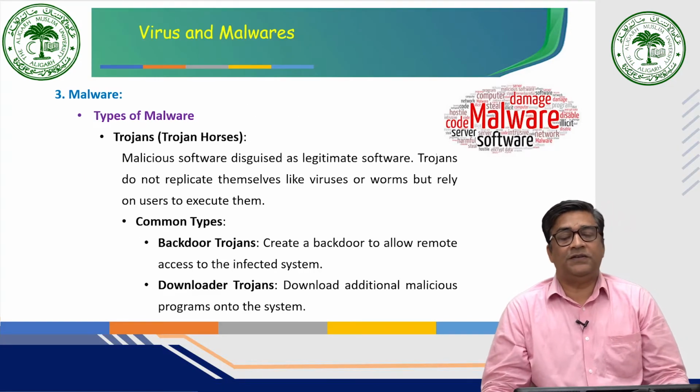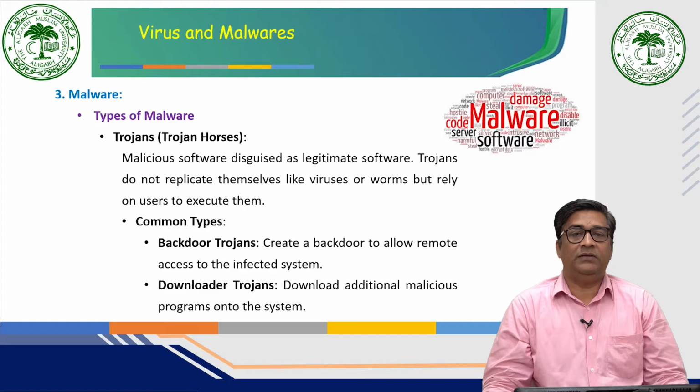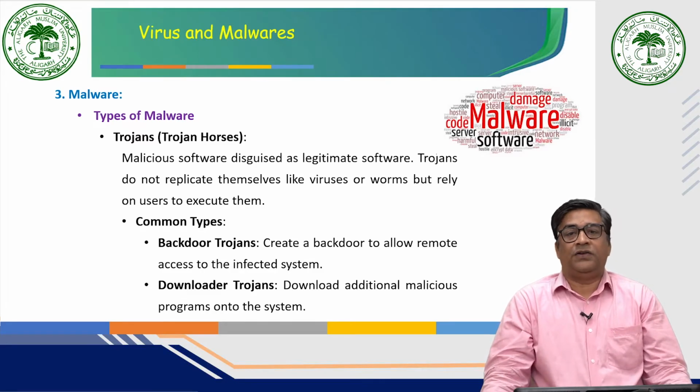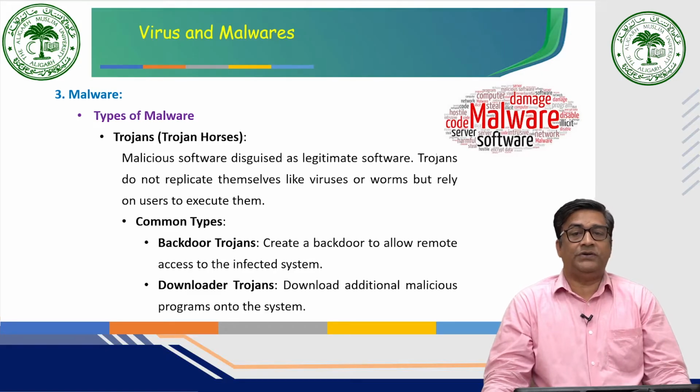Now let's discuss the next type of malware, the Trojan. A Trojan is malicious software disguised as legitimate software. Trojans do not replicate themselves like viruses or worms, but they rely on users to execute them. There are different types of Trojans that have been recorded.